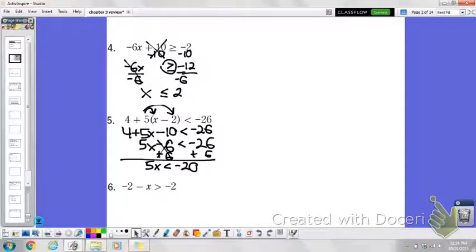Then my last step, I need to divide both sides by 5. I'm only dividing by a positive, so I do not have to flip my sign. So I'll get a final answer of x is less than negative 4.